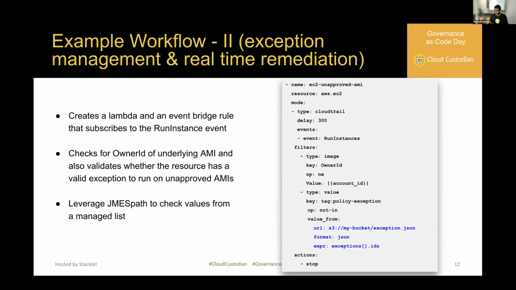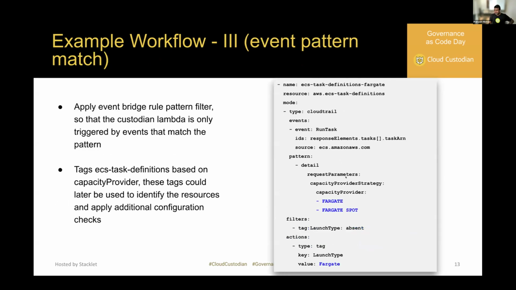This is an example for a Lambda that would potentially look for unapproved AMIs, and the definition of unapproved, in this case, is the AMI not being owned by the account, right? Moving on to the next example.